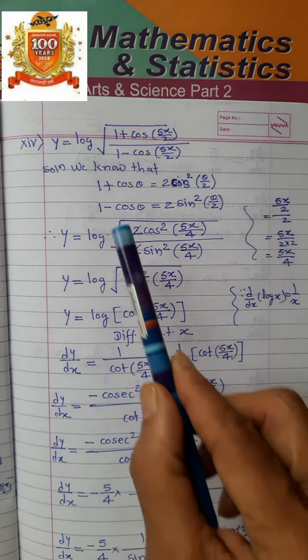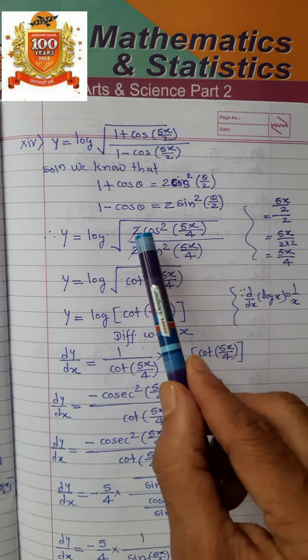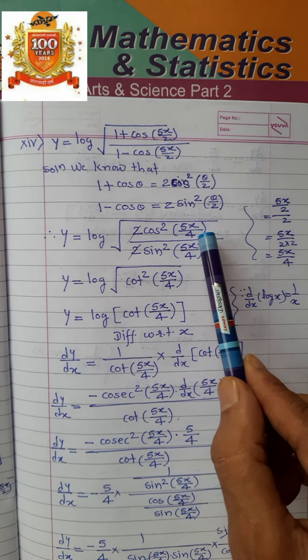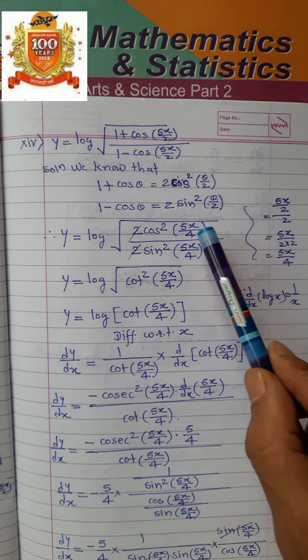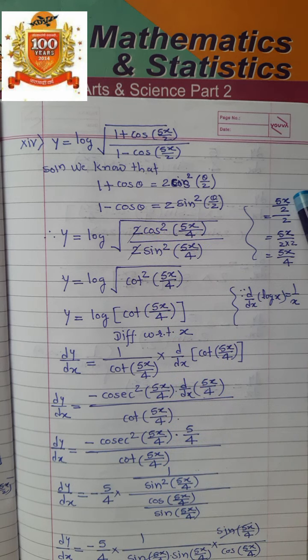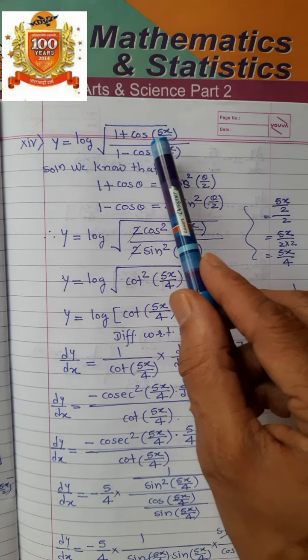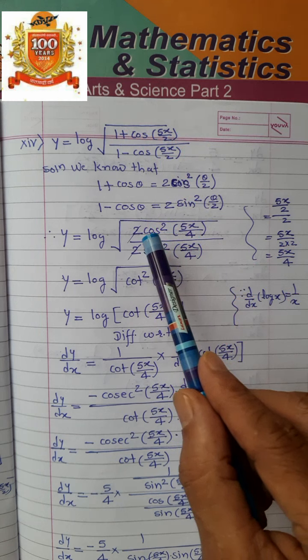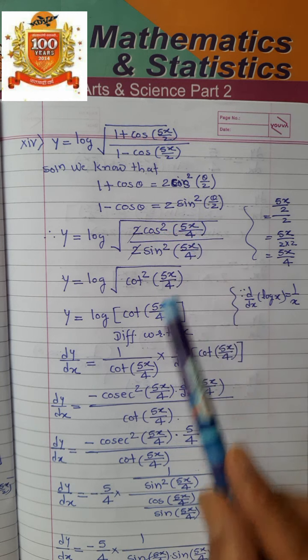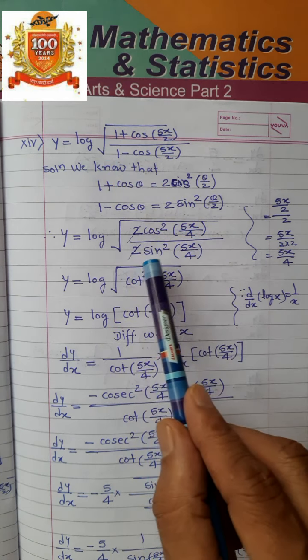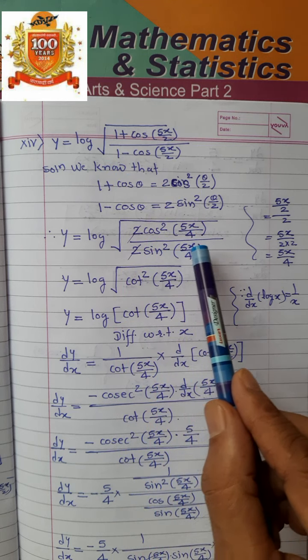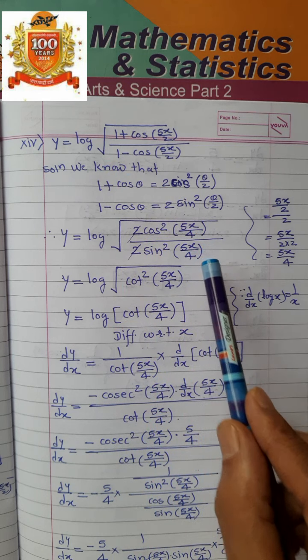Therefore, we have y is equal to log of 2 cos square 5x by 4. Why by 4? Because 5x upon 2 means 5x upon 2 into 2 means 5x upon 4. Therefore, instead of 1 plus cos of 5x upon 2, we can write 2 cos square 5x upon 4. Similarly, at denominator, we get 2 sin square 5x upon 4.